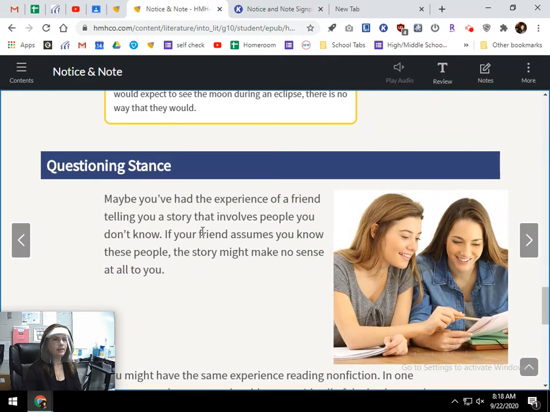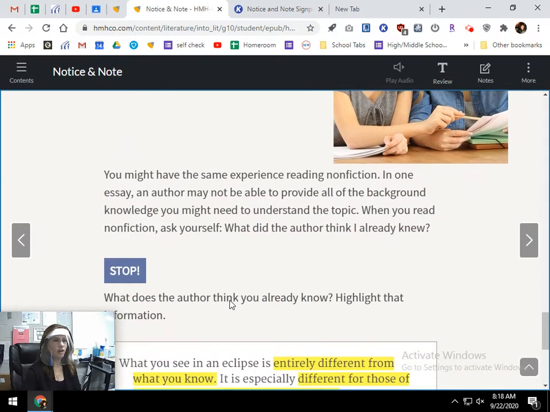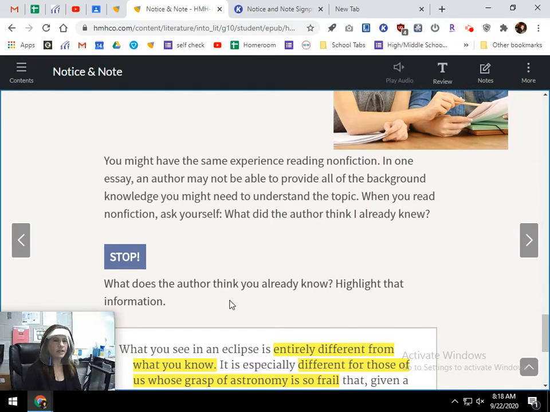The last item I want to talk about is a questioning stance. Maybe you've had an experience of a friend telling you a story that involves people you don't know. If your friend assumes you know these people, the story might make no sense at all. You might have the same experience reading nonfiction. In one essay, an author may not be able to provide all the background knowledge you might need to understand the topic. When you read nonfiction, ask yourself, what did the author think I already knew?